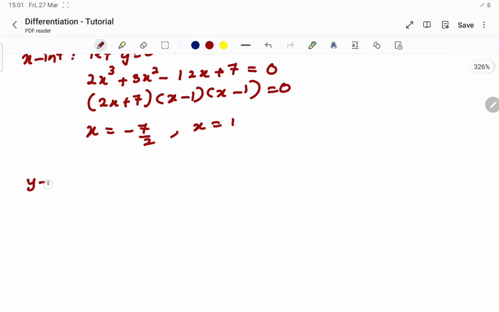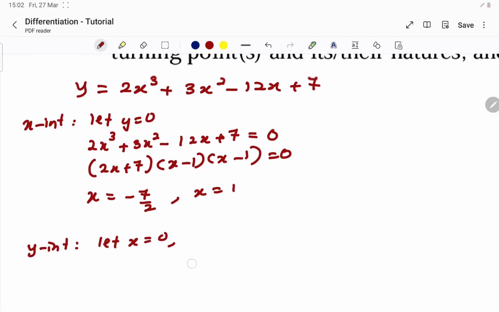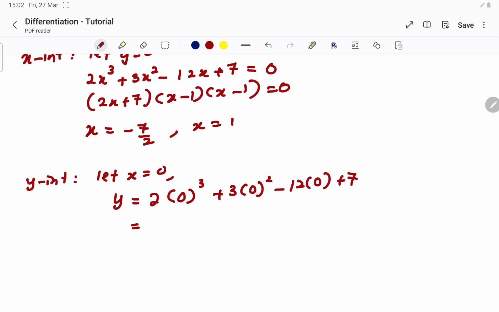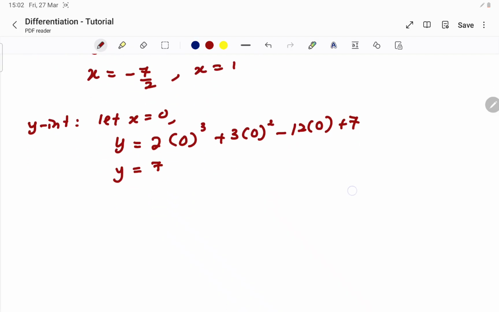You have to find your y-intercept. How to find the y-intercept? Let x is equal to 0, then you substitute: y equals 2 multiplied by 0 to the power of 3 plus 3 multiplied by 0 squared minus 12 multiplied by 0 plus 7. So here you're going to get y is equal to 7. This is your y-intercept.